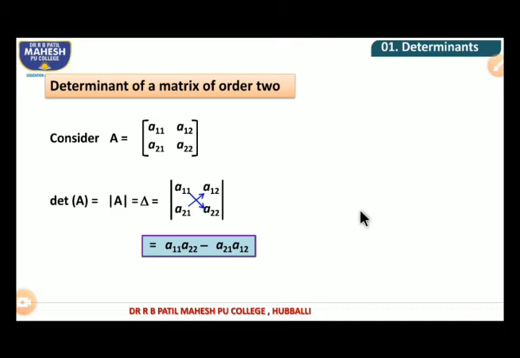This is how to find the value of the determinant of a matrix of order 2. Just follow this rule. First take the product of the principal diagonal elements, then the minus sign, and next the product of the non-diagonal elements. Keep this in mind.